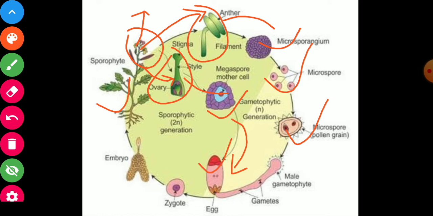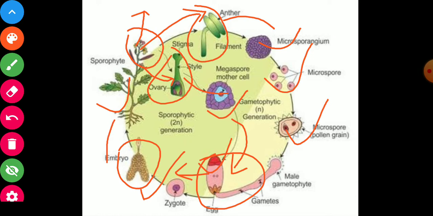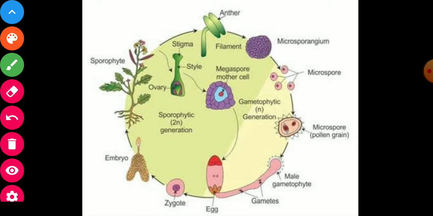When they come together, pollination takes place, then they fuse, and this fusion is called fertilization. After fertilization, the structure formed is called the zygote. The zygote develops into an embryo, and the embryo finally changes into the plant. So this is the life cycle of angiosperm.